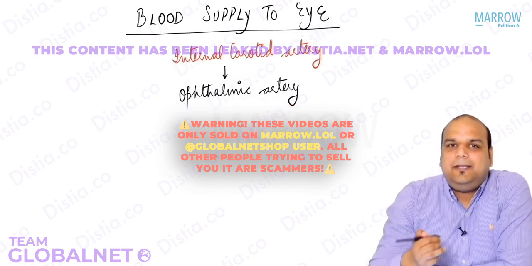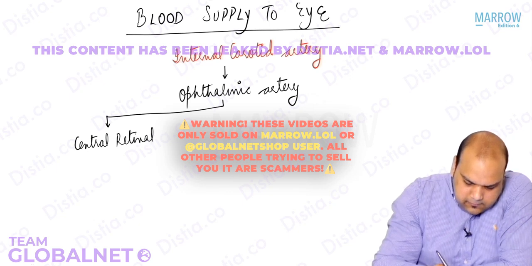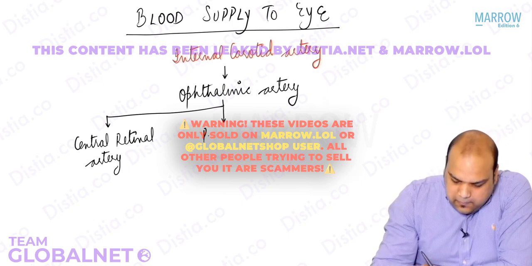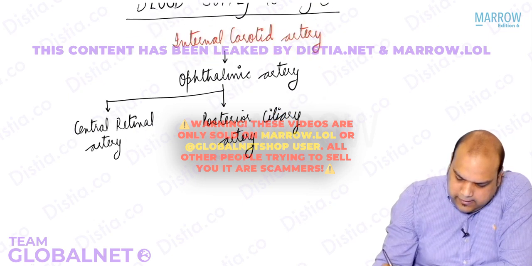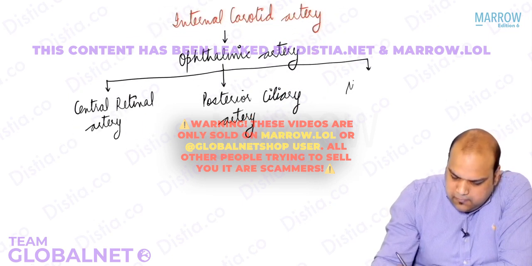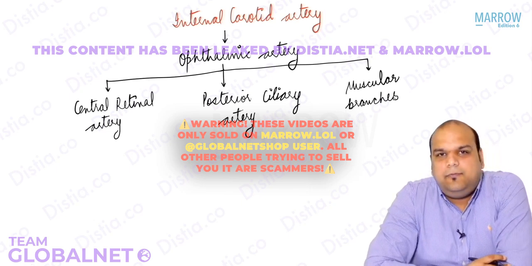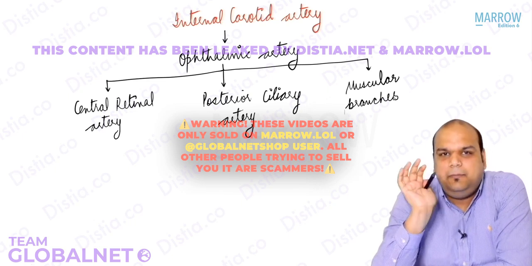So the ophthalmic artery is giving us three main branches. The first branch, central retinal artery. Then we have posterior ciliary artery. And then third, muscular branches. Okay. So we have a tripod of supply basically: central retinal, posterior ciliary and muscular branches.